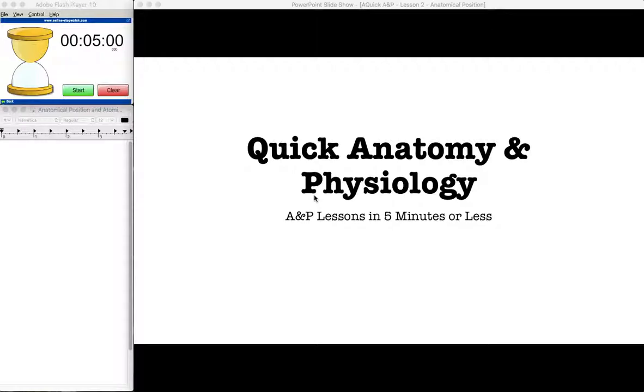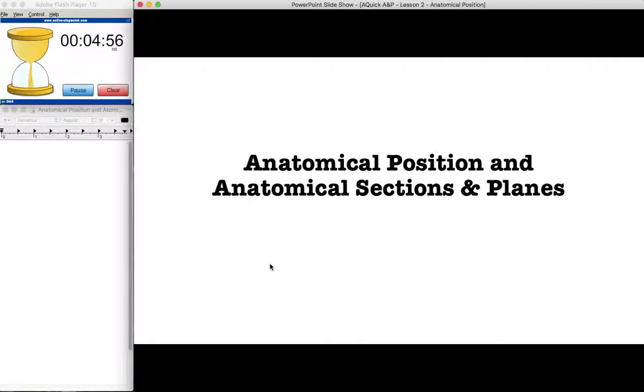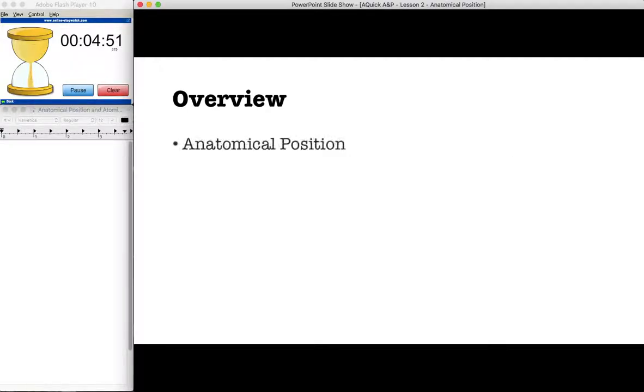So without further ado, we got our timer ready to go. On our marks, get set, go. Today we're going to cover anatomical position and anatomical sections and planes. Our overview: we're going to describe and define anatomical position for you. Then we're going to use directional terms to navigate through anatomical position. We talked about directional terms last time, so as we go through, try to test yourself. Before I say the definition, say the definition yourself, because we've already talked about it. And then finally, we're going to conclude the video by talking about sections and planes.